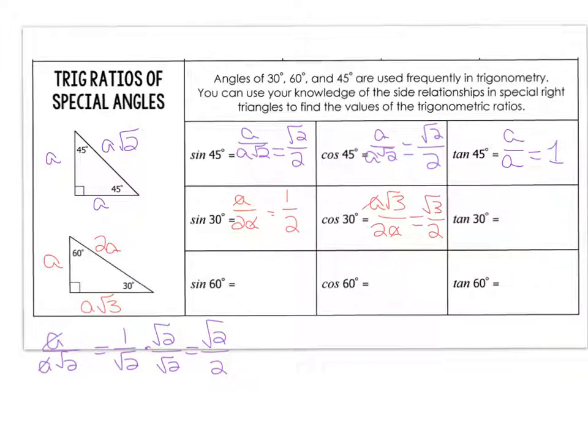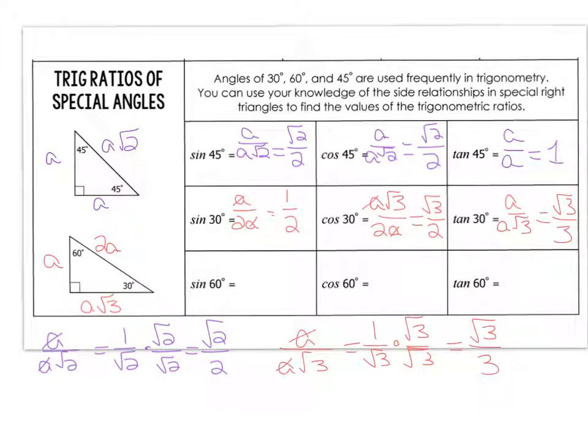The tangent of 30 degrees, we look at opposite, that's A, over adjacent, A root 3. This one's going to need some simplifying, so let's look. A over A root 3, those cancel, and I get 1 over root 3, right? I have to rationalize, times root 3 over root 3, and I get the square root of 3 over 3. So the tangent of 30 degrees is root 3 over 3. Okay? Now we're going to do the same thing with 60.